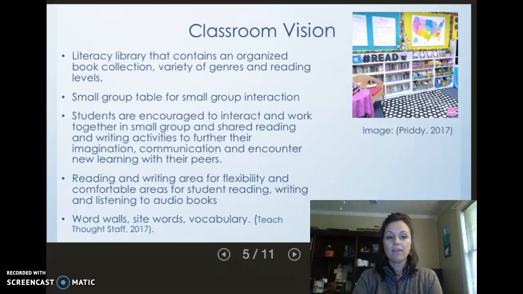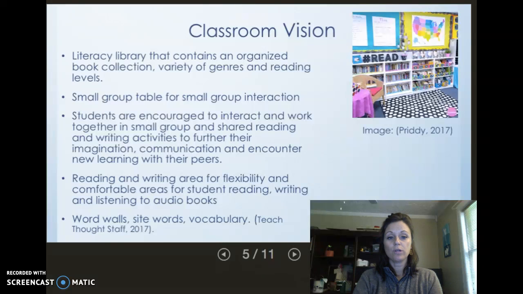The vision that I have for my literacy classroom includes a classroom library that has an organized book collection with a variety of genres and reading levels. Students will have access to the types of books that interest them to help promote a love for reading and learning. There will be a small group table where I can work on guided reading and writing, and where I can work with students one-on-one periodically.